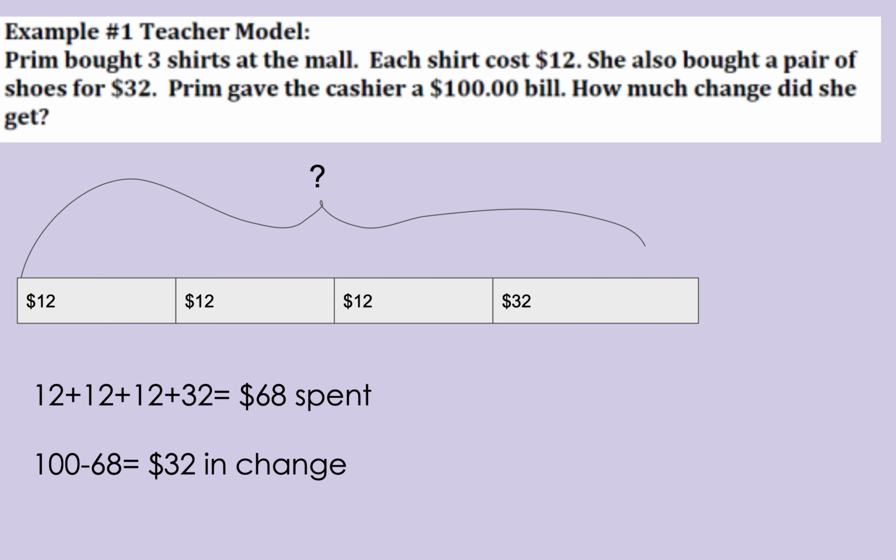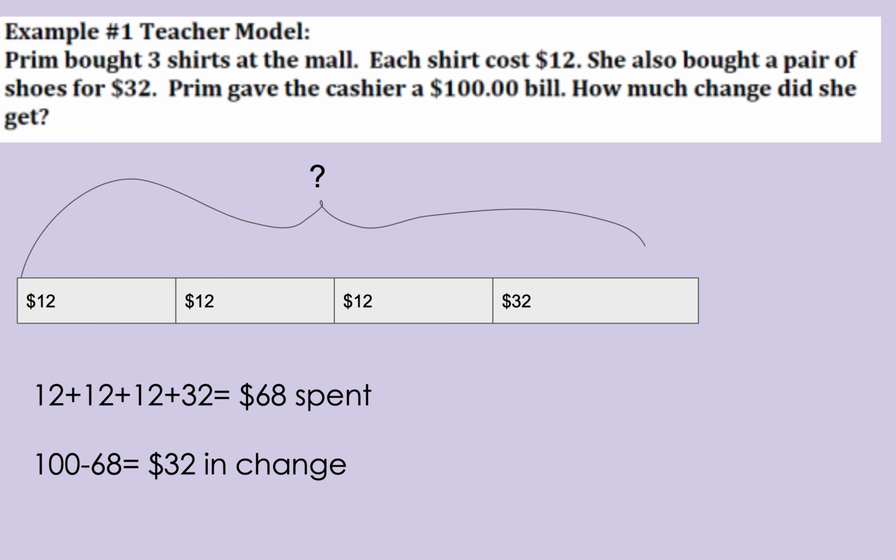Let's think about what we know. She bought 3 shirts, each one for $12. So in my bar model, I have 3 sections, and each section shows $12. And all you have to do is look at my bar model. She also bought $32 shoes. So I added that toward the end of my bar model. And I have a question mark because we don't know how much this all costs together.